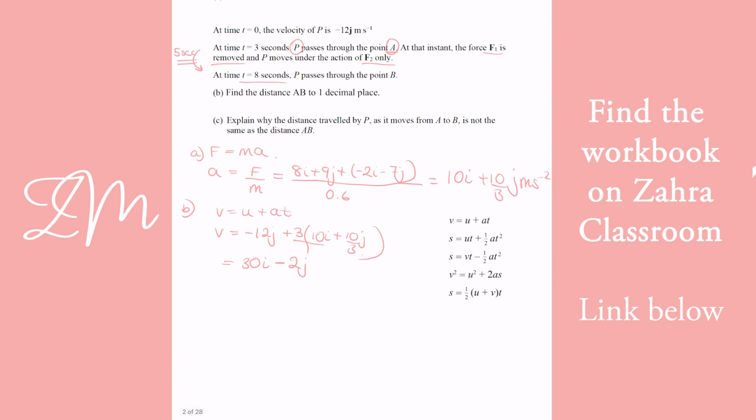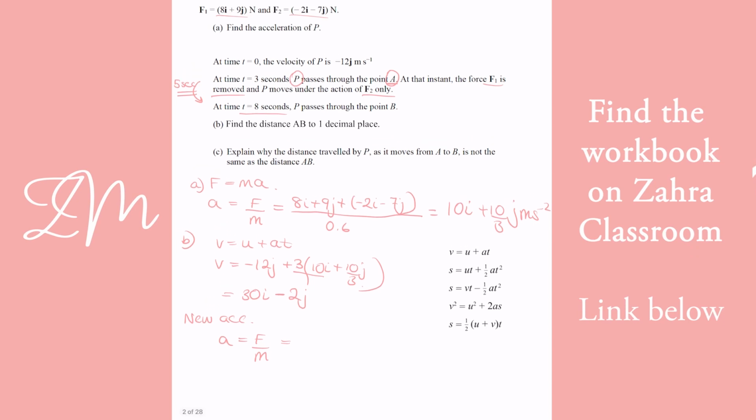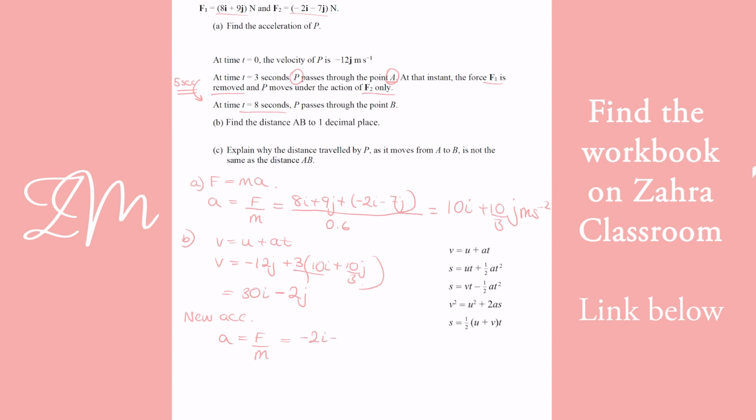Okay, so now what do we know? Now we need our new acceleration. We already did a equals F over m. This time the force 1 is removed and we've only got force 2. So minus 2i minus 7j over 0.6. So we get minus 2 divided by 0.6 to give us minus 10 over 3i. And then we've got minus 7 divided by 0.6 to give us minus 35 over 3j.